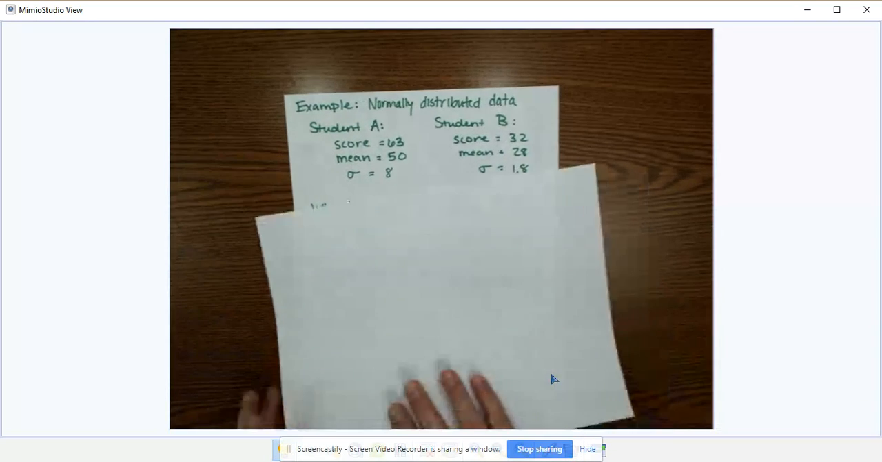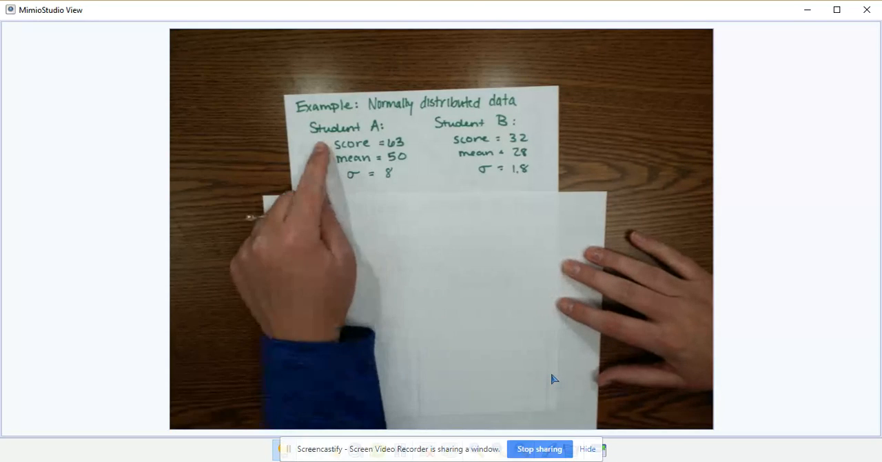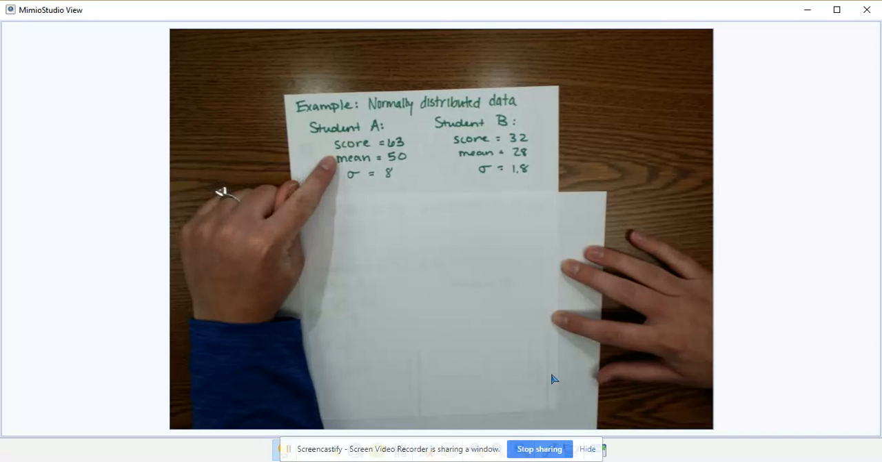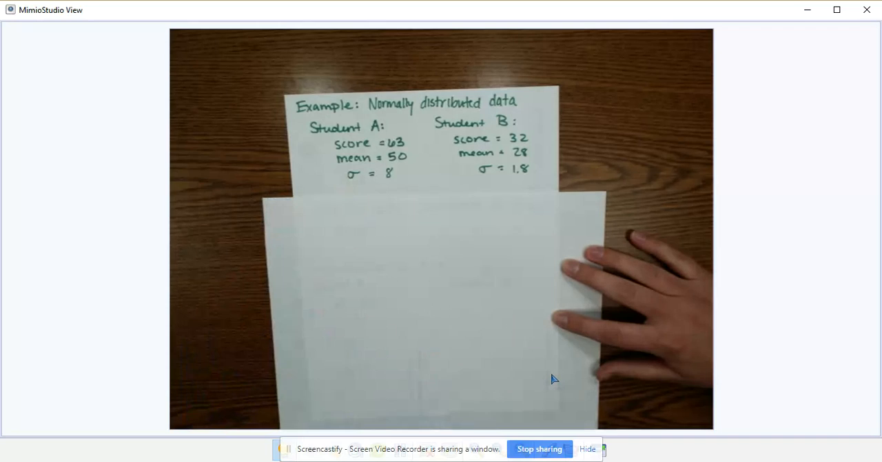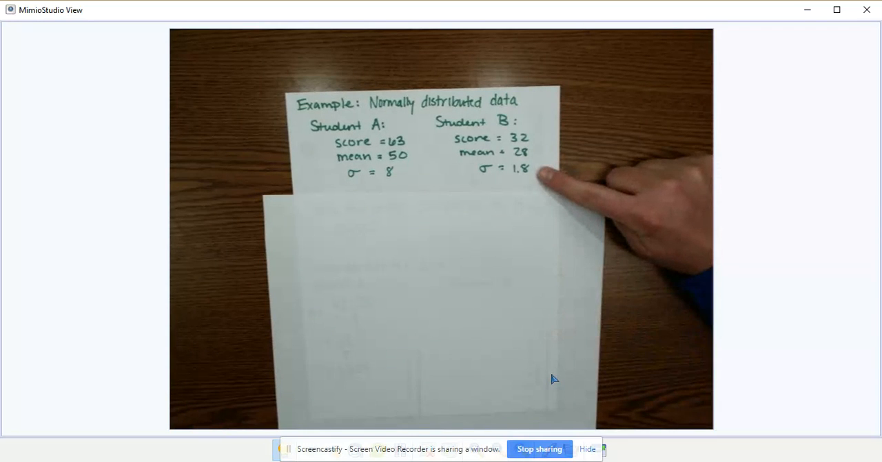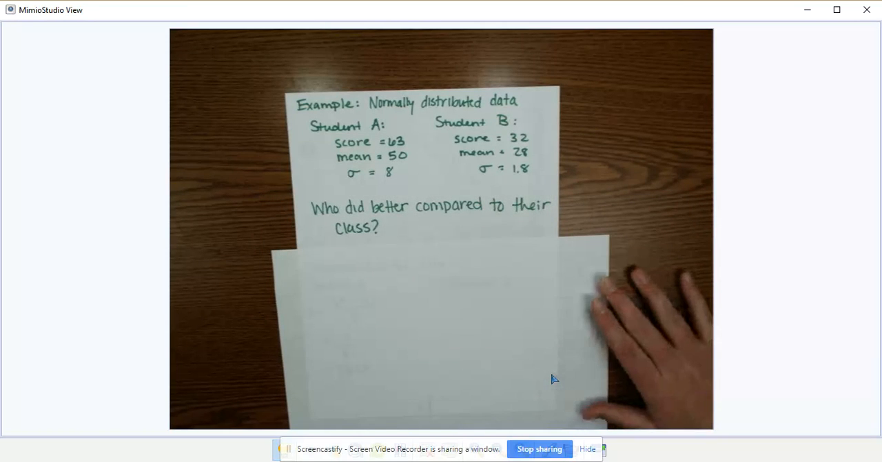All right, last example, we have this normally distributed data. We have test scores and two different students' data. So they're in different classes, but we want to compare them. So student A got a score of 63 on their test. The mean was 50 and their standard deviation was 8. Student B scored a 32. Their mean test score was 28 and their standard deviation is 1.8. We want to know who did better compared to their classmates.